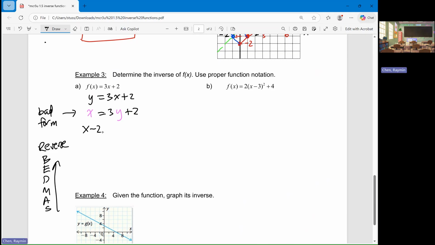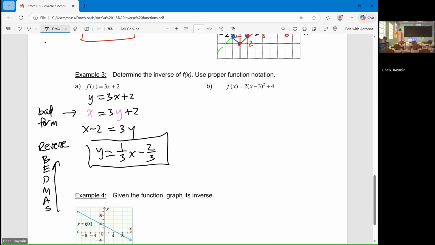So what we get is x minus 2 is equal to 3y. And then divide both sides by 3. What we get is y is equal to 1/3 x minus 2/3. So this is the inverse equation. However, the proper way of writing this, because it is a function, we write it like this. So one more time, the way that we say this, the inverse is 1/3 x minus 2/3. And yes, this is a function.